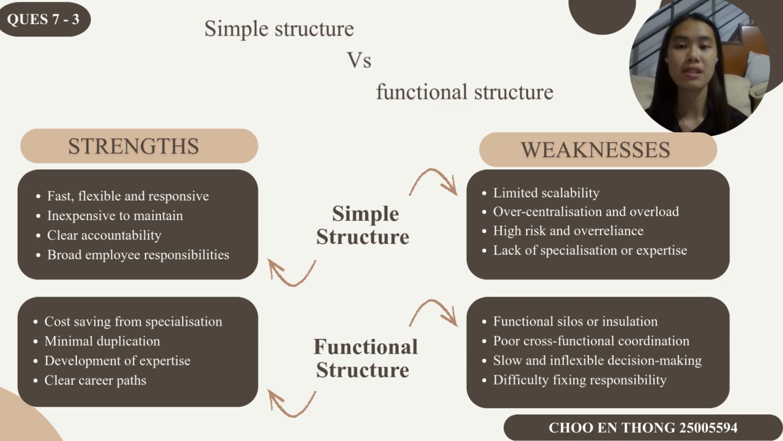The primary weaknesses are the creation of functional silos or insulation, where departments focus only inwards, leading to poor cross-functional coordination on organization projects. This structure also results in slow and inflexible decision making because coordination across many departments is required, and it causes difficulty fixing responsibility when problems arise between functions.